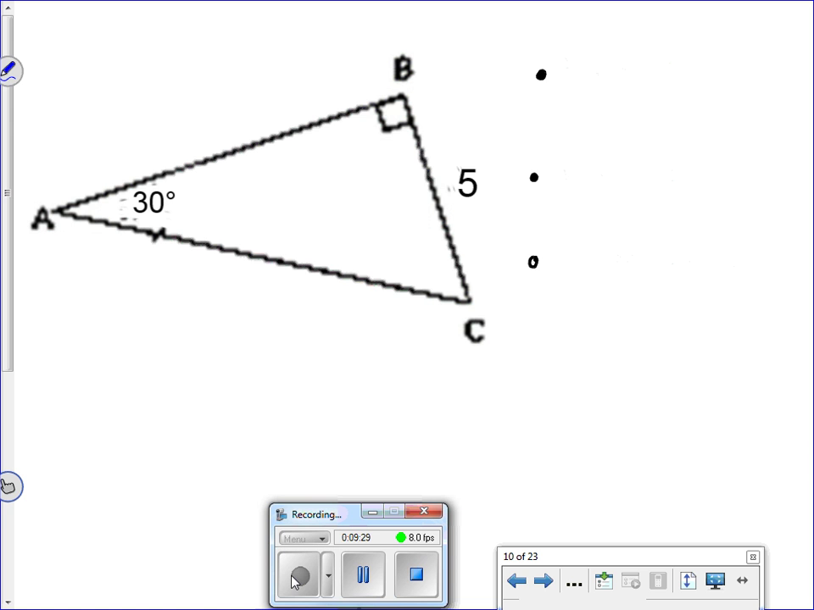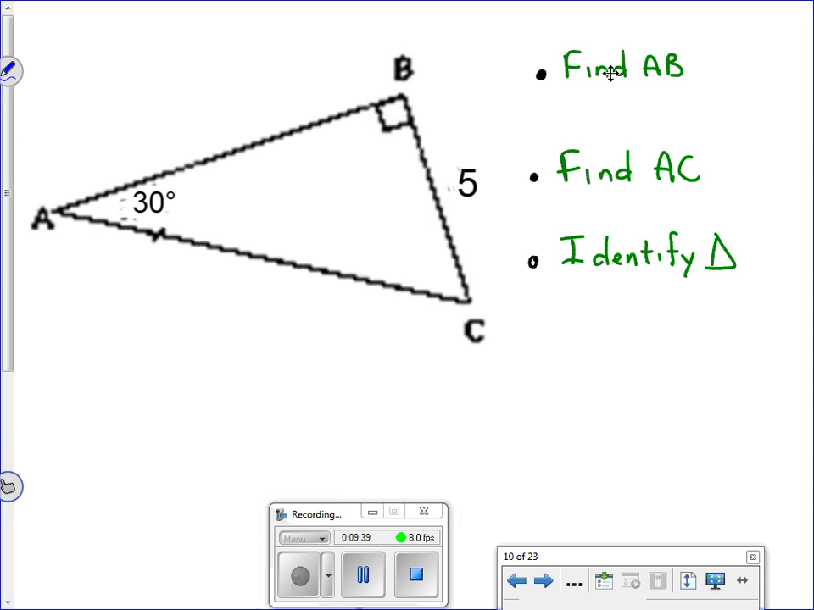Go ahead, try to get the questions. I definitely know it's 30, 60, 90, that gives it a right triangle flavor. And since all the angles are different, 30, 60, and 90, that tells me it's going to be a scalene triangle. All right, so off you go to find AB and AC.